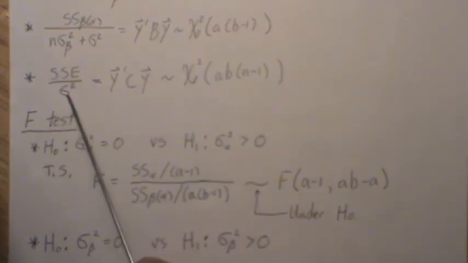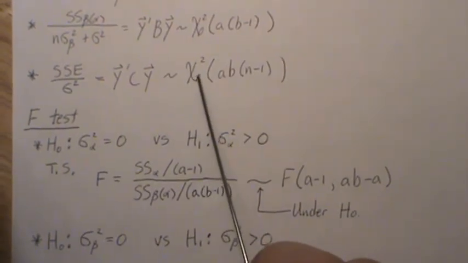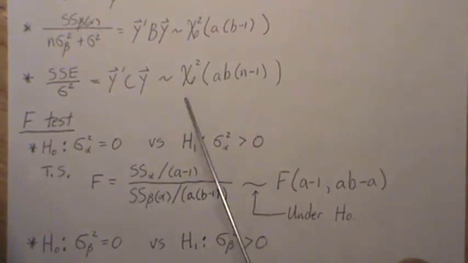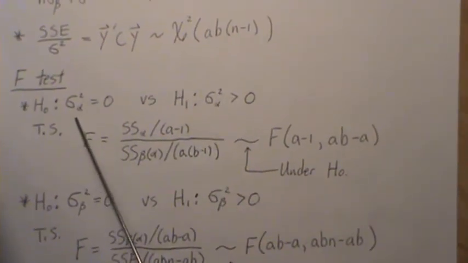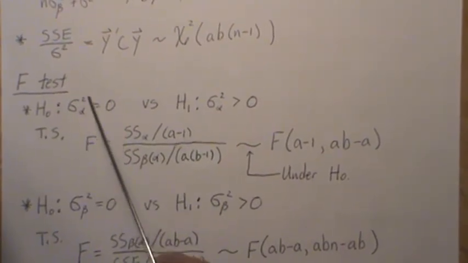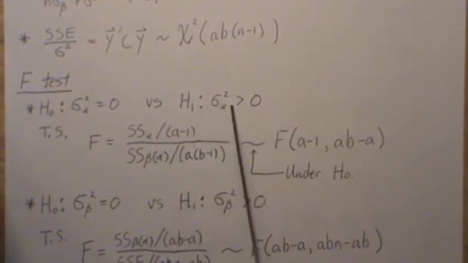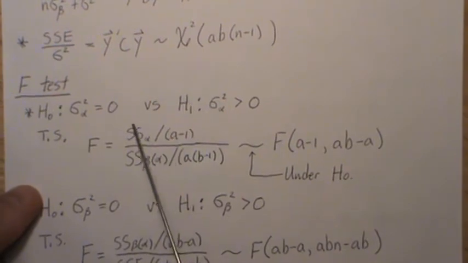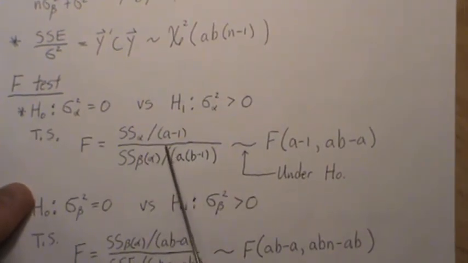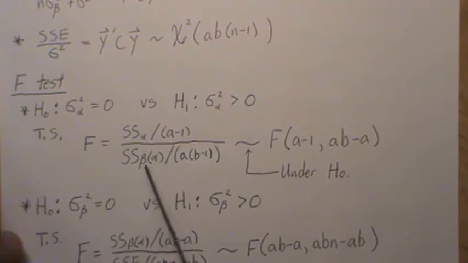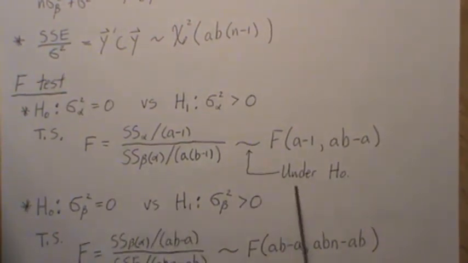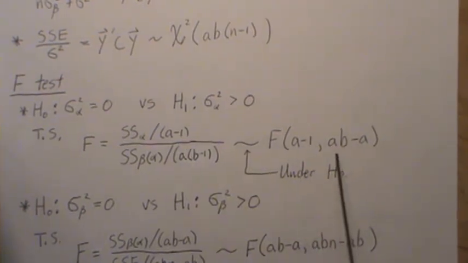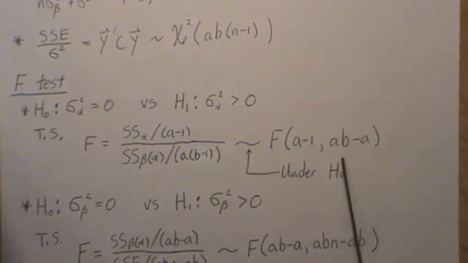The sum of squares error divided by sigma squared can be shown to be a central chi-squared with ab times n minus 1 degrees of freedom. Now the F test is that there's no factor A effect, meaning the variance is 0, versus there is an effect, which means it's positive. And the test statistic is the mean squared for alpha divided by the mean squared error for beta. Under the null hypothesis, this is a central F distribution with a minus 1 numerator degrees of freedom and ab minus a denominator degrees of freedom.